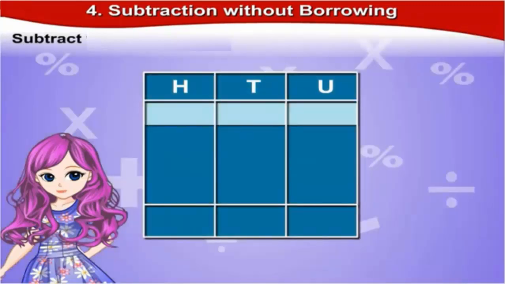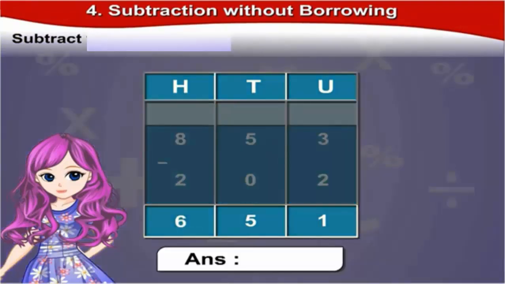Now the next question. 853 minus 202. Now 3 units minus 2 units is 1 unit. 5 tens minus 0 tens is 5 tens. 8 hundreds minus 2 hundreds is 600. So it is 600, 5 tens, 1 unit, which means the answer is 651.